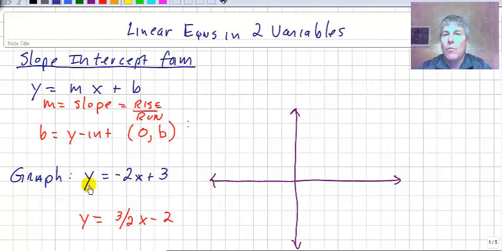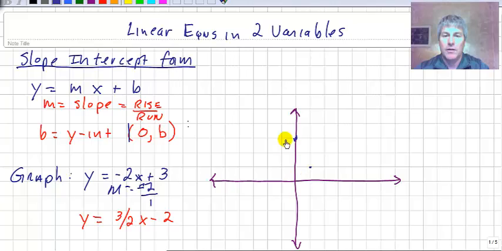So, for example, we may ask you to graph y equals negative 2x plus 3. So we already know our y-intercept is at the ordered pair (0, 3). So we can go ahead and plot that particular point. Our y-intercept is (0, 3). And then our slope, since m is negative 2, negative 2 over 1, we will rise negative 2 and run 1.